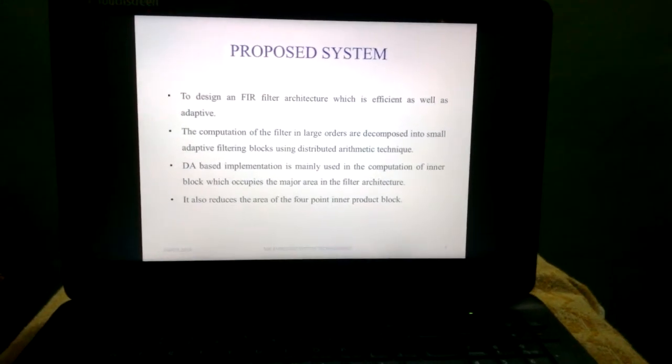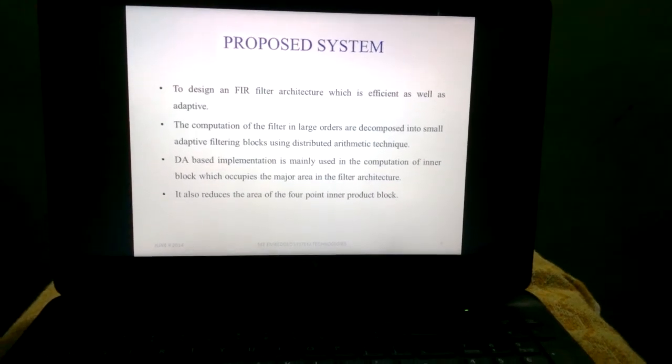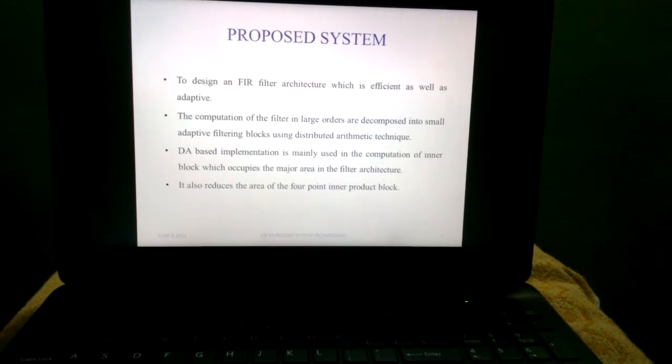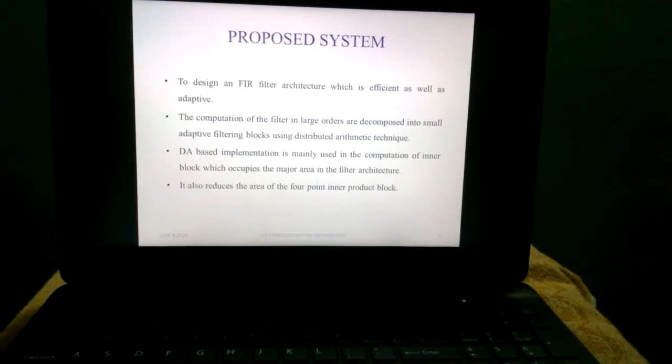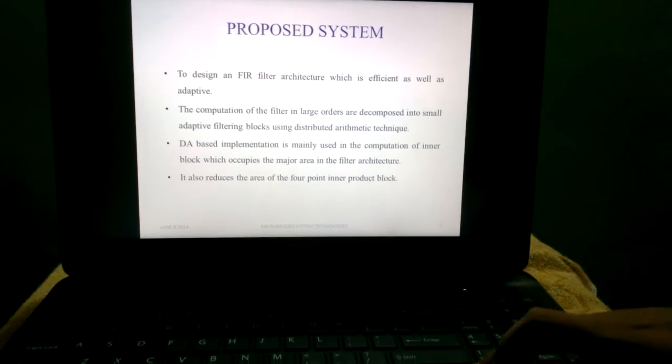The proposed system is used to design an FIR filter architecture which is efficient as well as adaptive. The filter is reduced from large orders into smaller blocks. DA based implementation is used mainly in the inner product block for reducing its size.